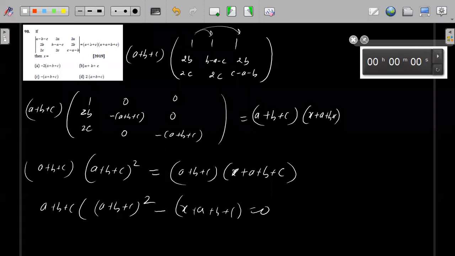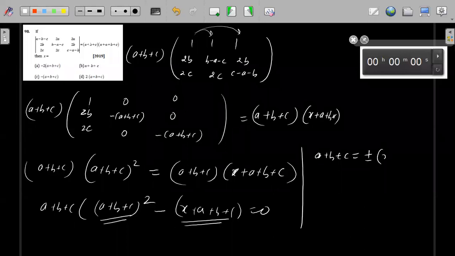Understood? So for positive, sir, positive A plus B, we are getting 0. As for negative A plus B, we got an option. Yes, because we are taking the root. So this is A plus B plus C minus this thing is equal to 0, right? Now if this is equal to 0, that means A plus B plus C is equal to plus minus of X plus A plus B plus C.